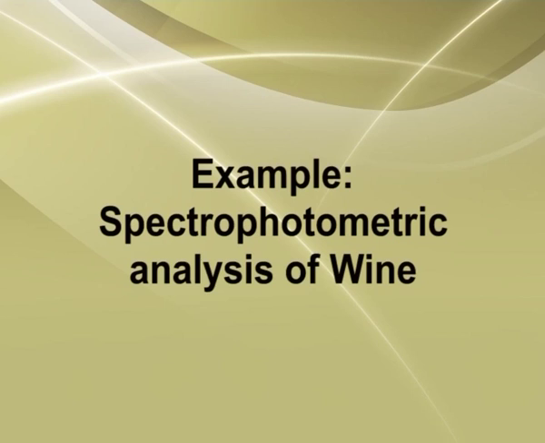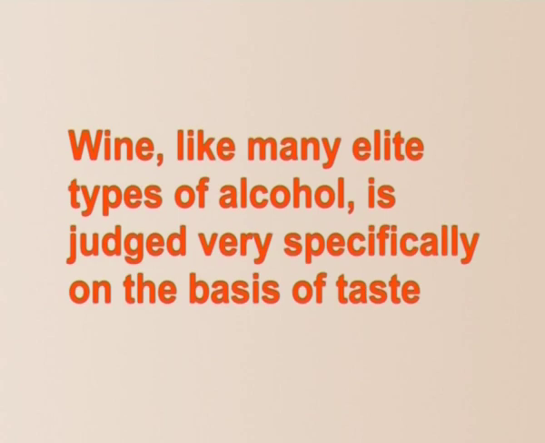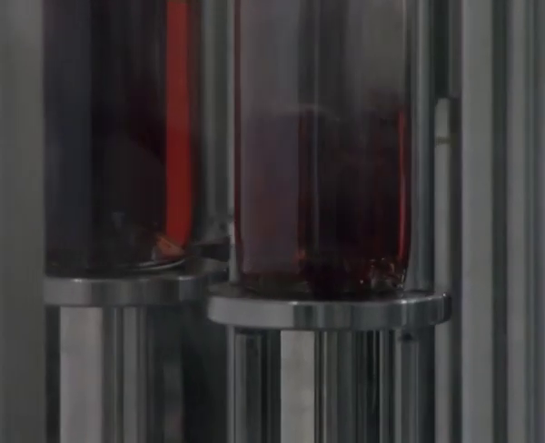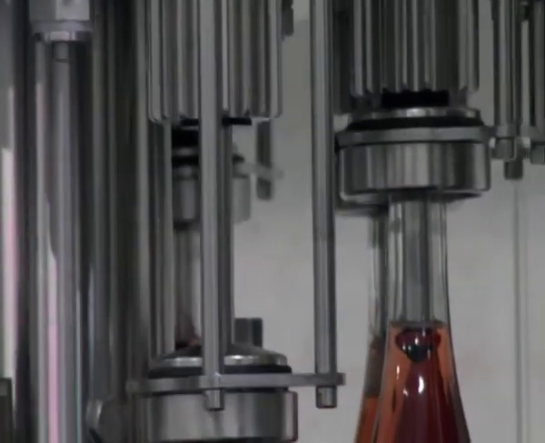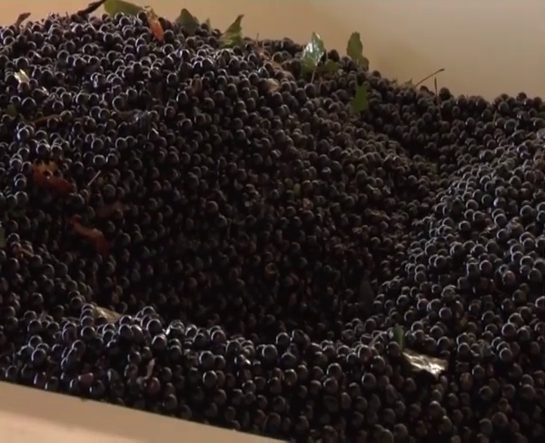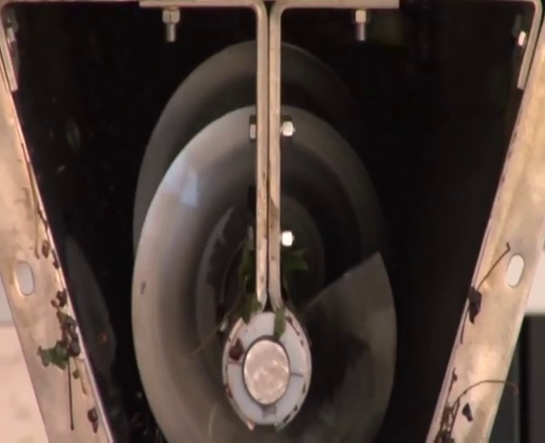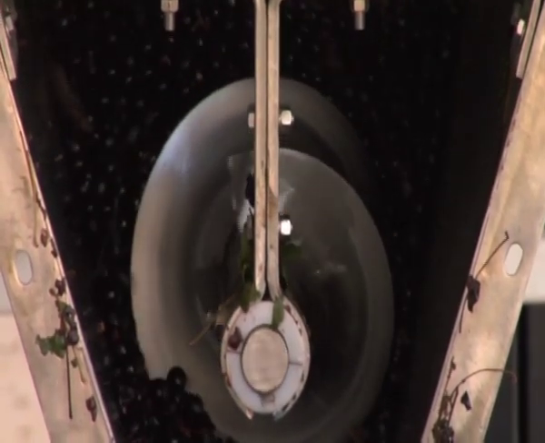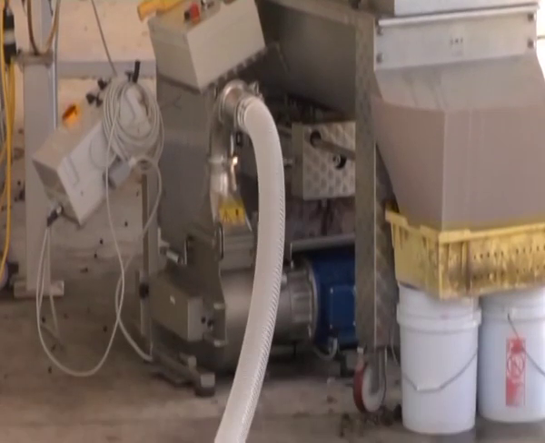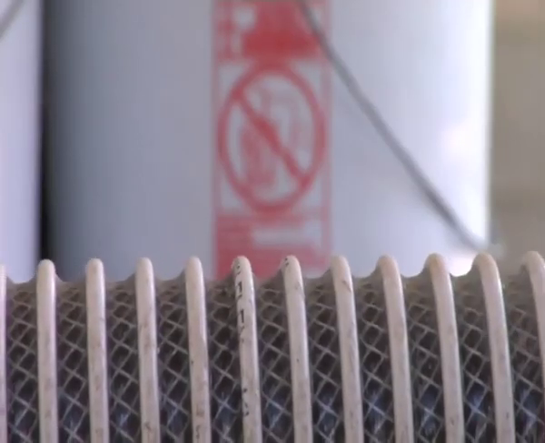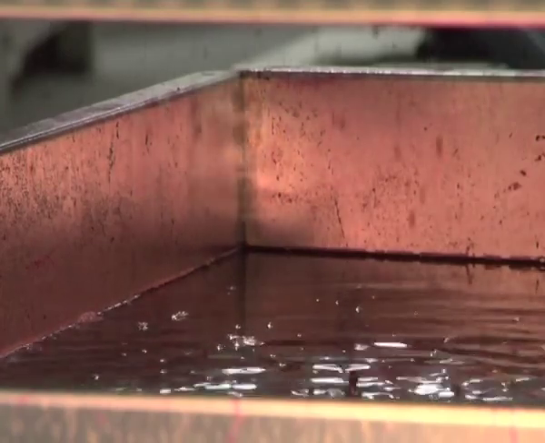Example: spectrophotometric analysis of wine. Wine, like many elite types of alcohol, is judged very specifically on the basis of taste. Wine enthusiasts begin evaluating the quality of wine from its color. Before even shipping it, however, the flavor for most wine begins in the vineyard with the harvesting of certain grapes. The grapes used will set the tone for the type of wine, and the specific process used for pressing and fermentation will determine the final taste.